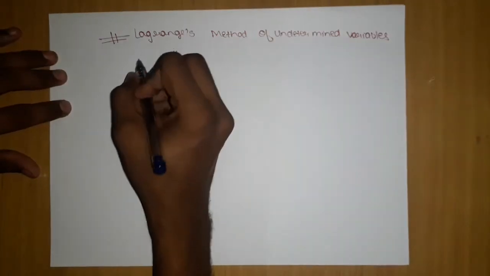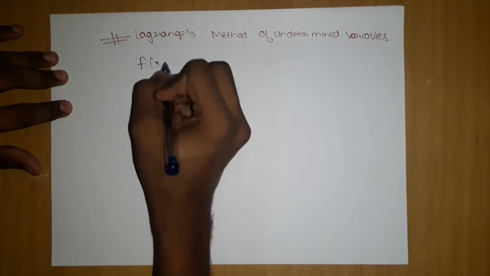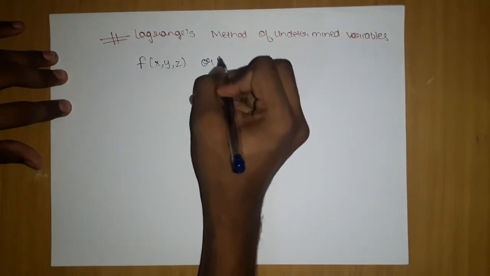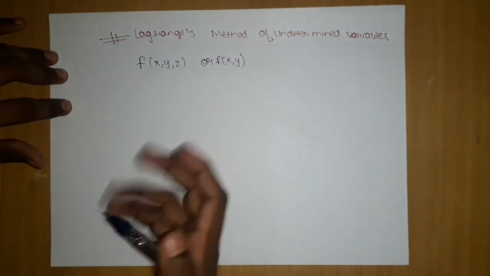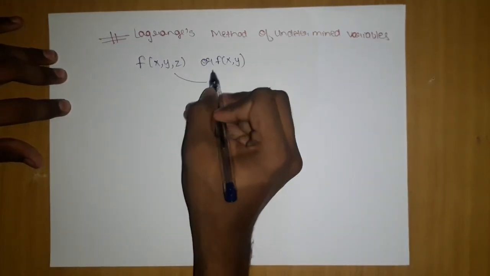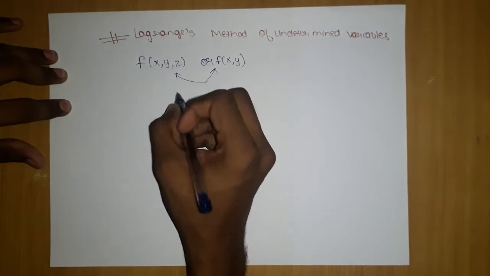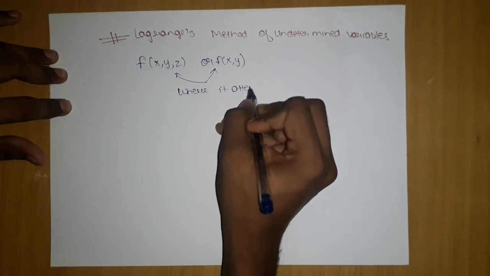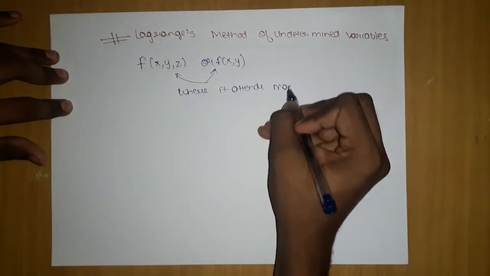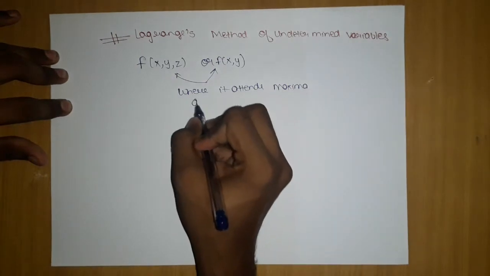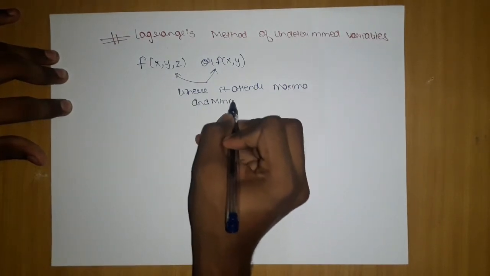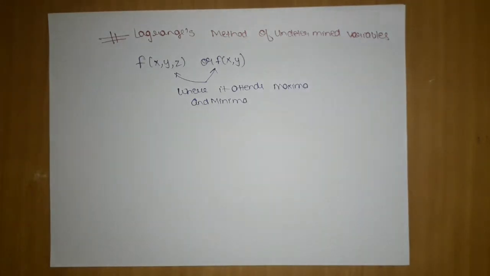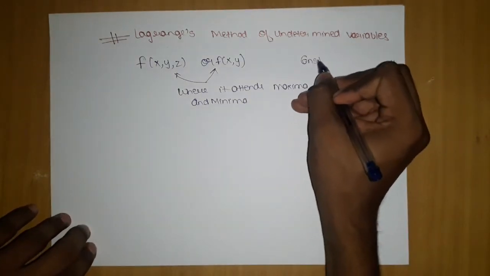Here they will give you a function f of x, y, z, or f of x, y. What you have to do is find the points where it attains maxima and minima. Now you should have a doubt that, sir, we used to do the same thing in the first derivative test and second derivative test. Yeah, but here the difference is you will be given a constraint equation.